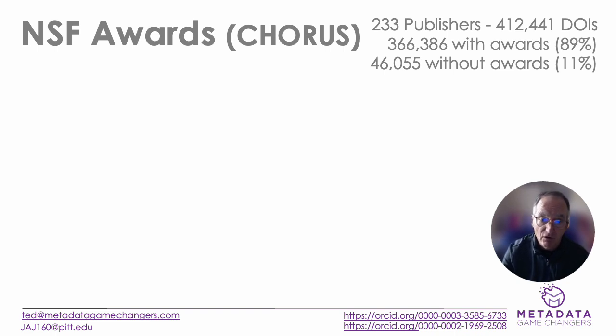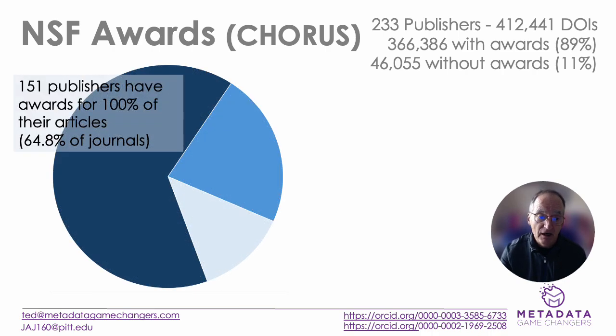So obviously awards and funders are two separate things. Awards are interesting, and higher resolution, but there are quite a number of journal articles in the data set that don't have any award information. It turns out that of the 233 publishers, 151 of them have awards for 100% of their articles. So this is really great.